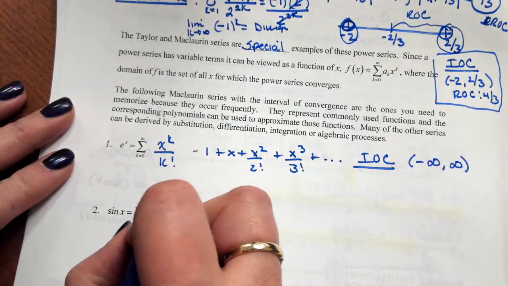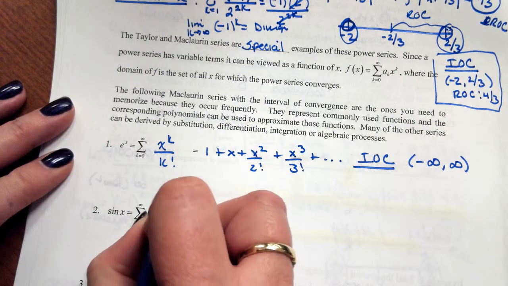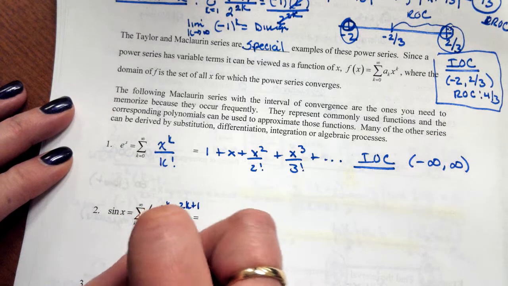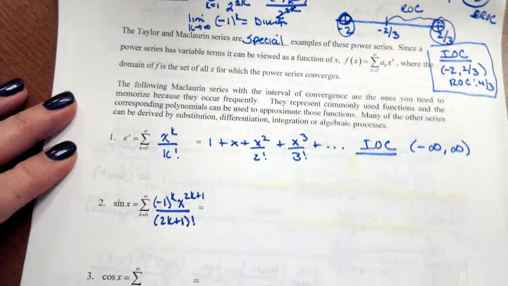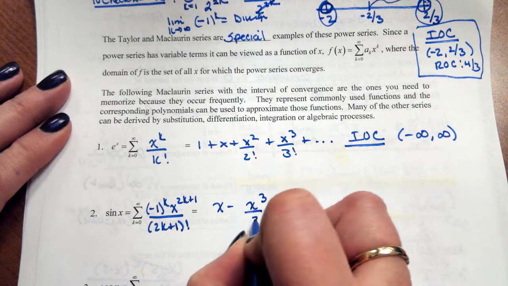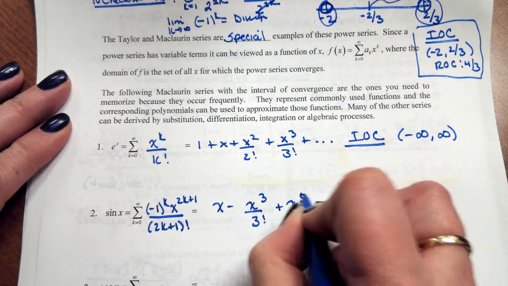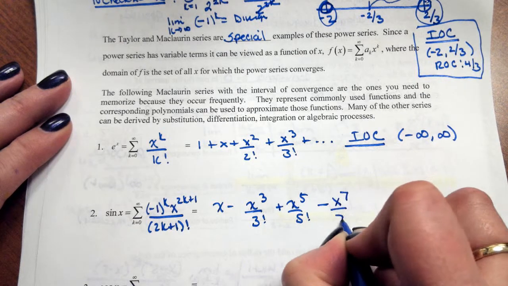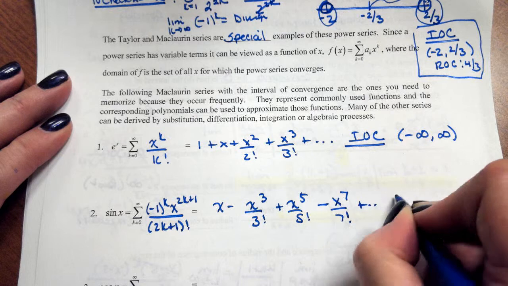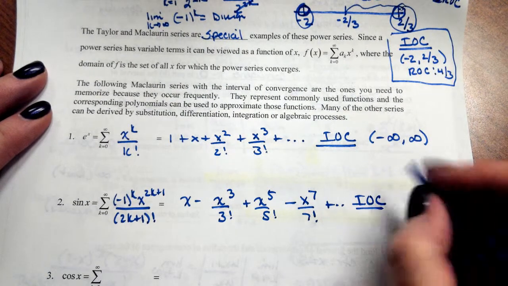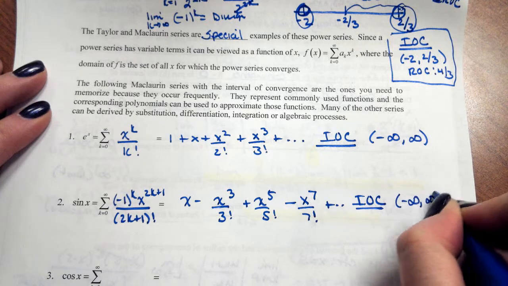Sine of x, remember, has your -1 to the k, x to the 2k plus 1, all over 2k plus 1 factorial. And remember, this series is your x minus x to the third over 3 factorial plus x to the 5th over 5 factorial minus x to the 7th over 7 factorial plus dot, dot, dot. The interval of convergence for this polynomial is also going to be all real numbers.